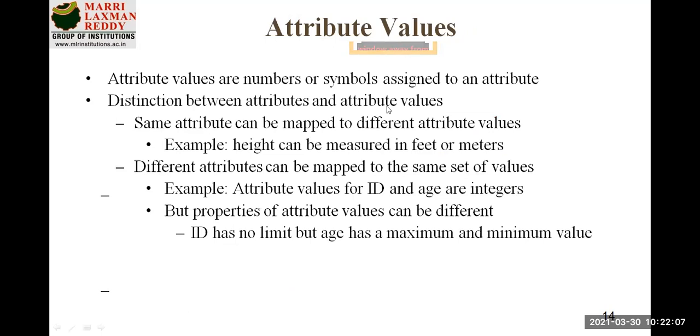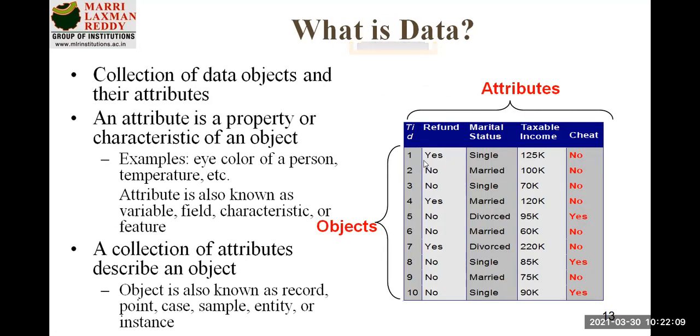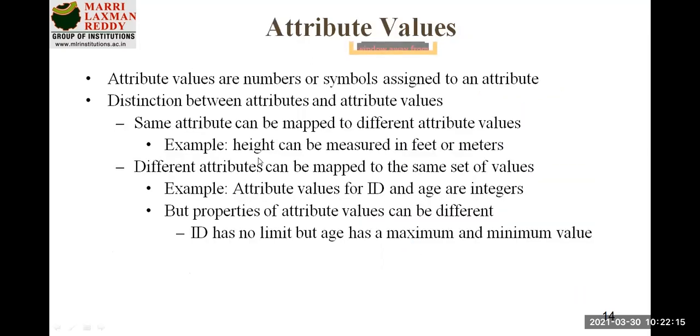So attribute values, as I said, here you can see the ID values under this ID, refund. All these are nothing but your attribute values. Attribute values are numbers or symbols assigned to an attribute. It can be numerical values, characters, letters, or some strings. All these will be considered as attribute values.